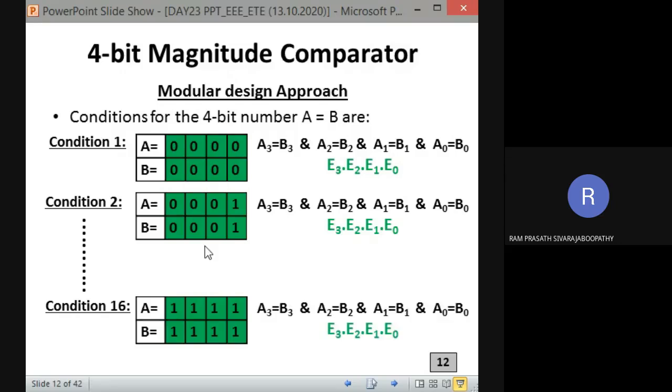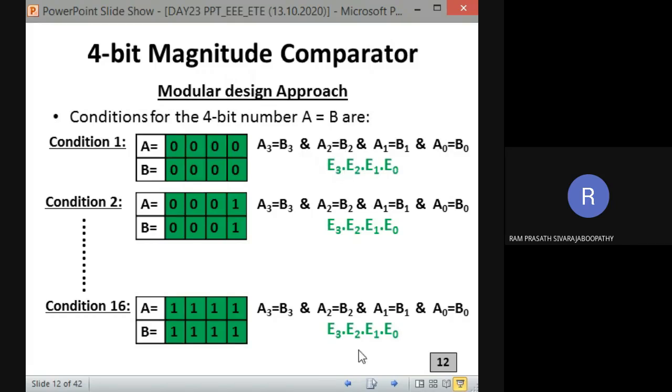Condition 1 இருக்கட்டும், condition 2 இருக்கட்டும், condition 16 இருக்கட்டும். In between we are having many other combinations, so அதை நான் இங்கே காமிக்கல. The ultimate aim is all the bits of A is equal to all the bits of B. இருந்தா மட்டும்தான் equal அப்படின்னு சொல்றோம். Clear?